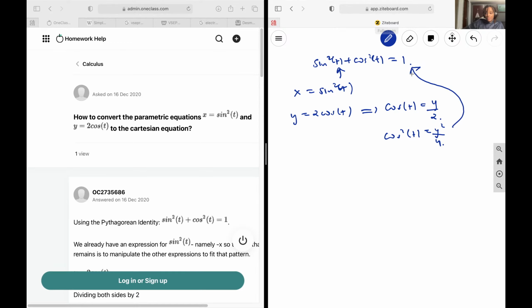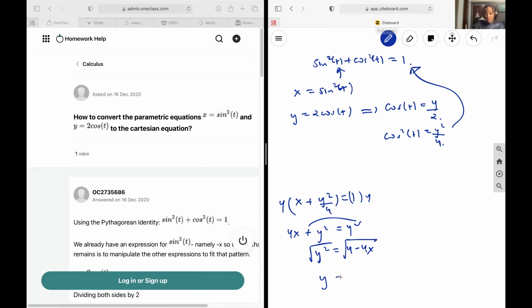Now I plug all of these back into this equation and it becomes x plus y squared over 4 is equal to 1. I'm going to multiply both sides of this equation by 4, so that it becomes 4x plus y squared is equal to 4. Isolate for y squared, so that you get y squared is equal to 4 minus 4x, and then take the square root on both sides. So you get y is equal to the square root of 4 minus 4x. And this would be your final answer for a Cartesian equation.